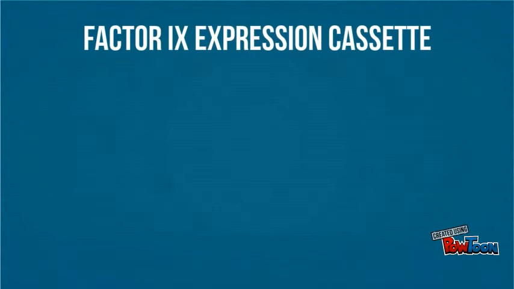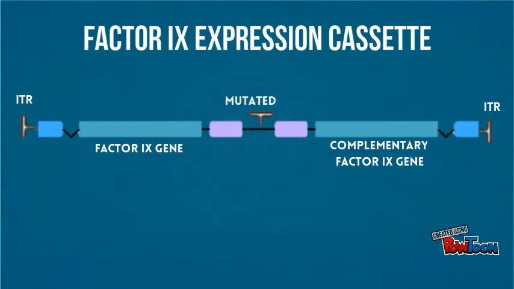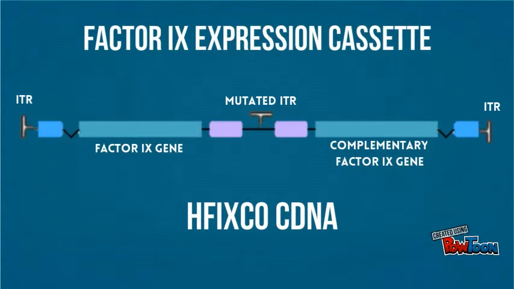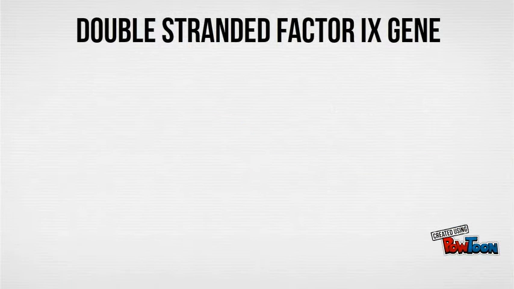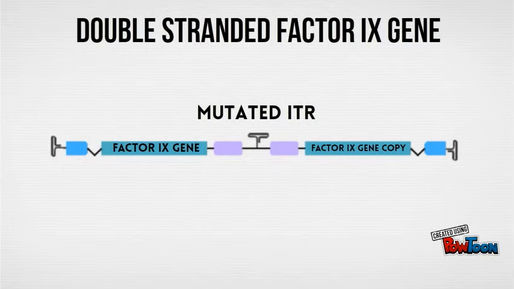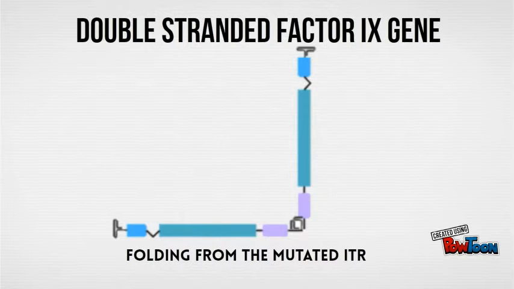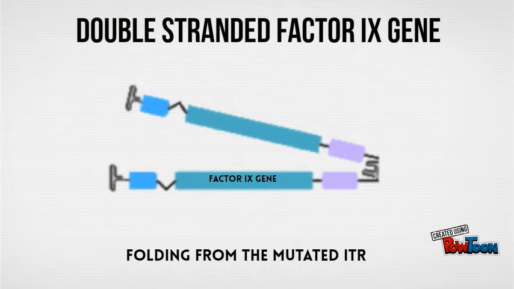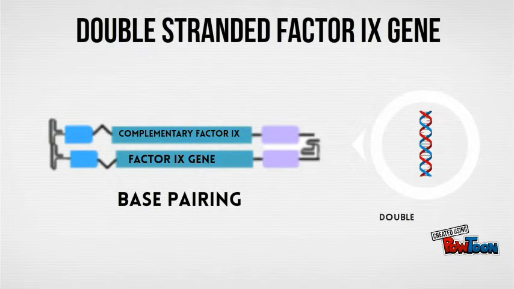The factor IX expression cassette was engineered to contain the factor IX gene and a complementary factor IX gene copy, separated by an inverted terminal repeat, which is mutated by the deletion of the terminal resolution site. When the gene is released into the cell by the virus, the mutated middle inverted terminal repeat begins to fold due to base pairing, which continues throughout the gene. The complementary factor IX gene folds over and base pairs with the factor IX gene, creating a double-stranded DNA sequence.